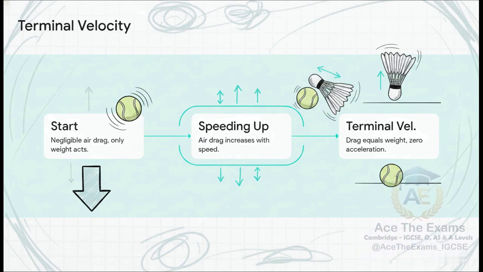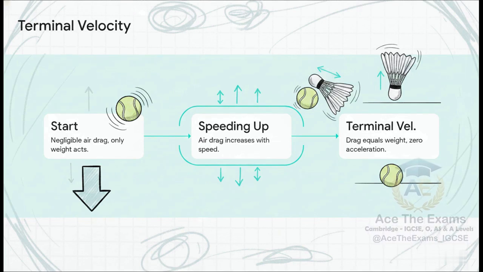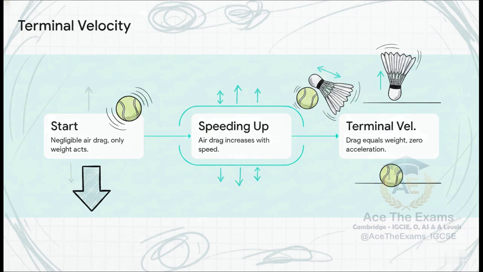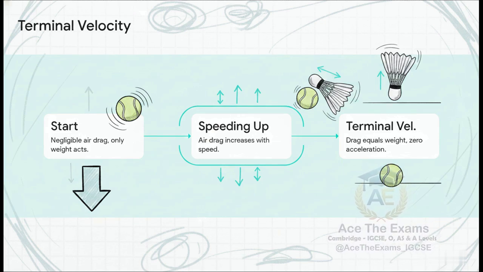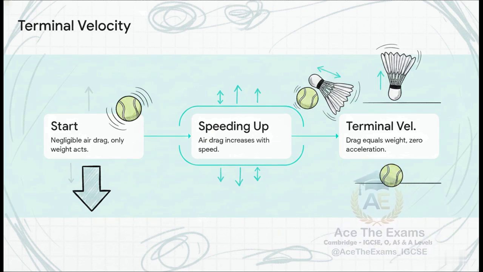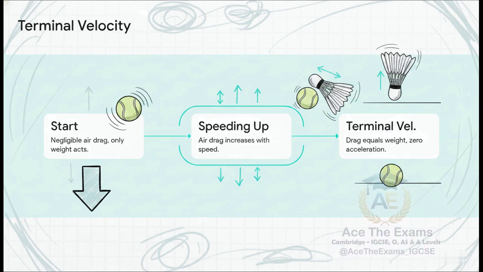Step 1: at the very beginning of the drop, drag is negligible. The resultant force is just the weight pulling down. Step 2: as the object speeds up, the drag pushing up increases. The resultant force gets smaller, so the acceleration decreases. This is why the curve on our graph starts to flatten out. Because the shuttlecock is lighter and less streamlined, this upward drag becomes significant compared to its weight very, very quickly.